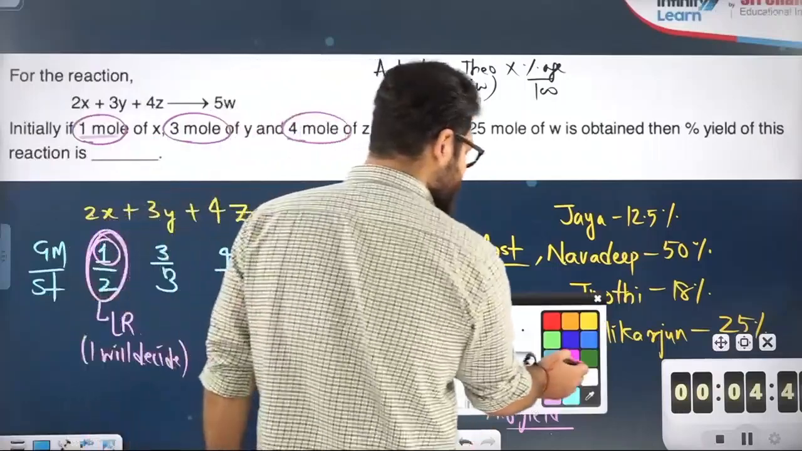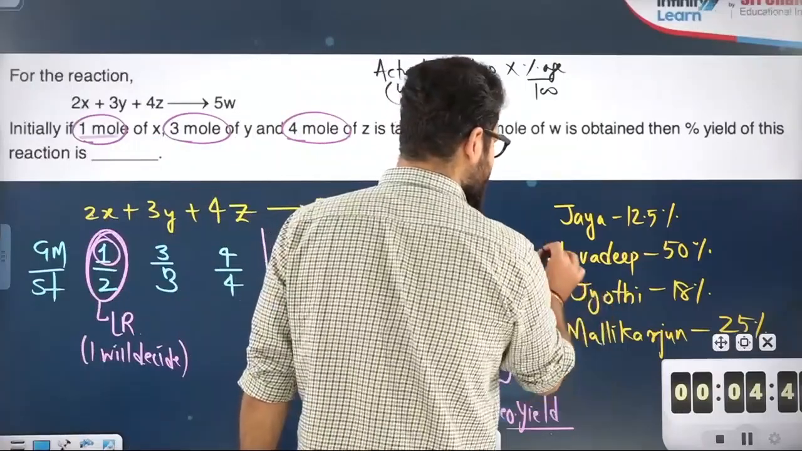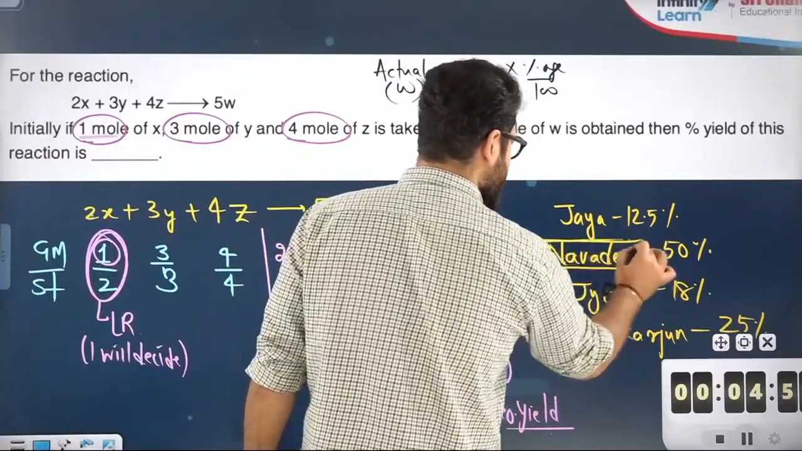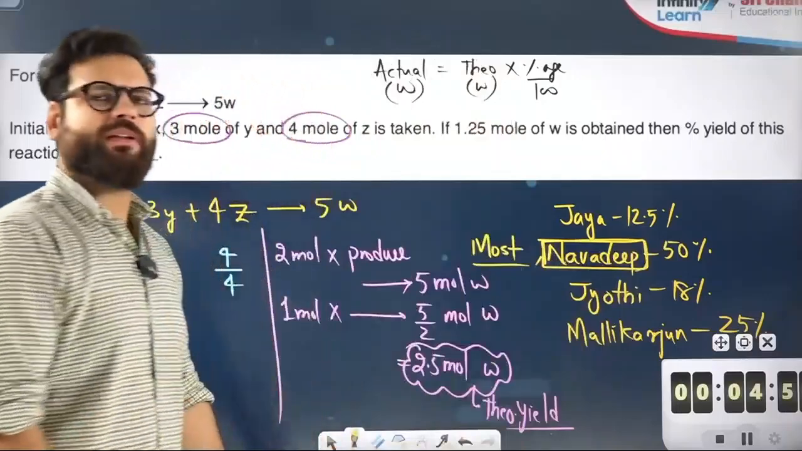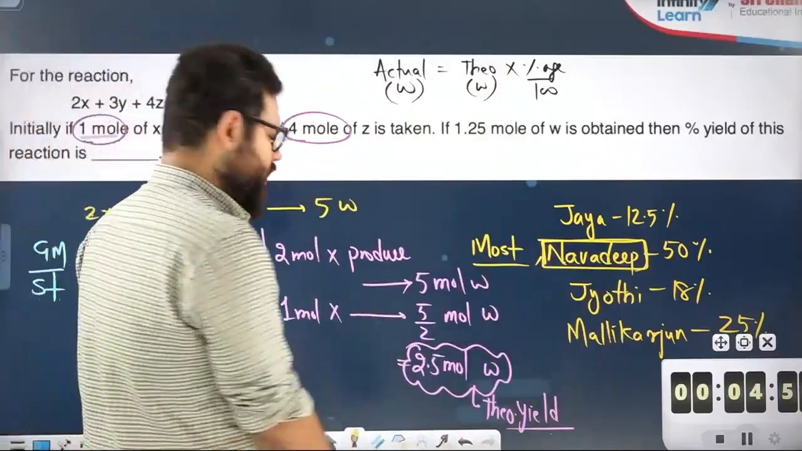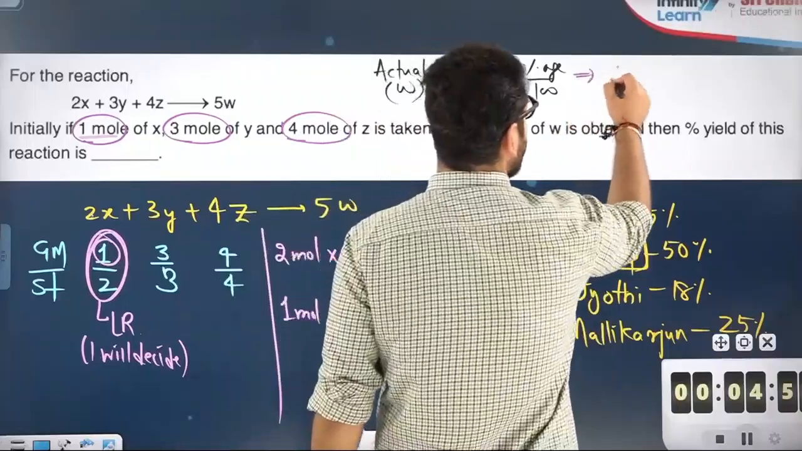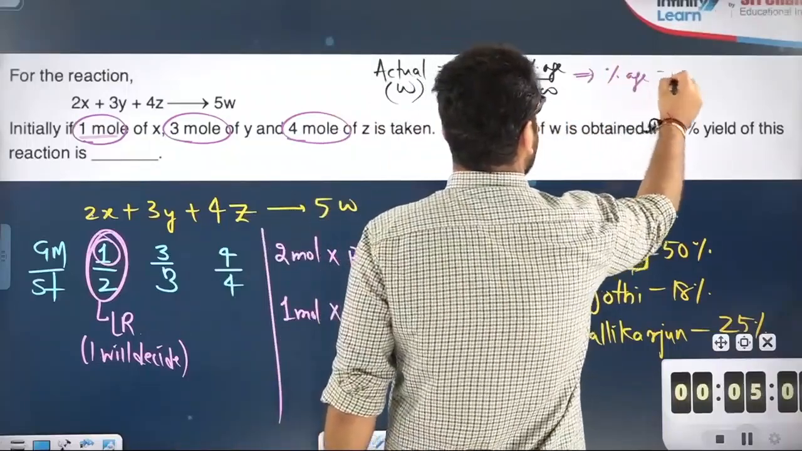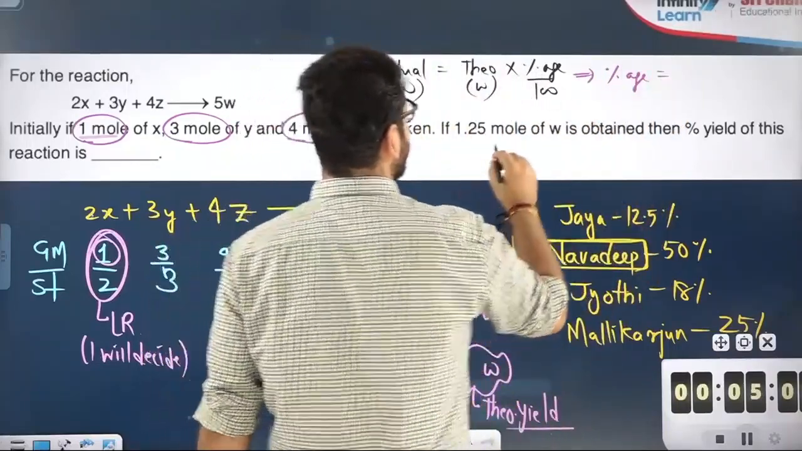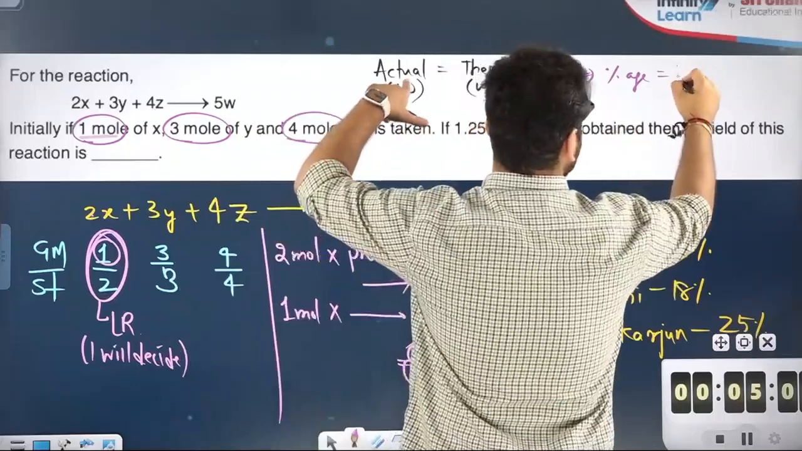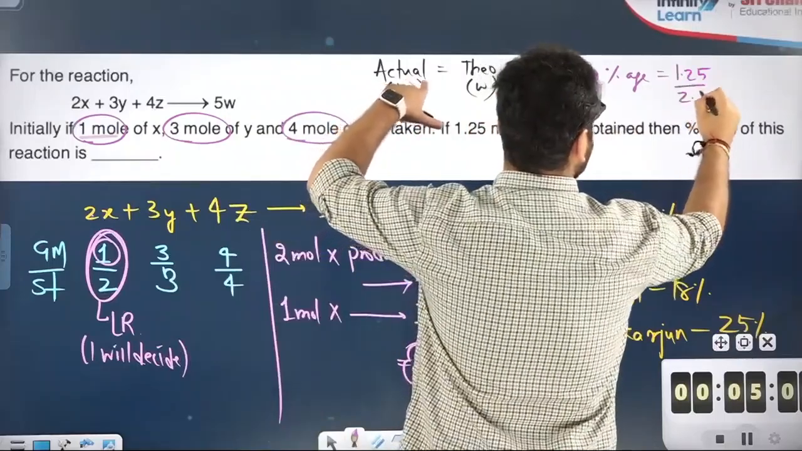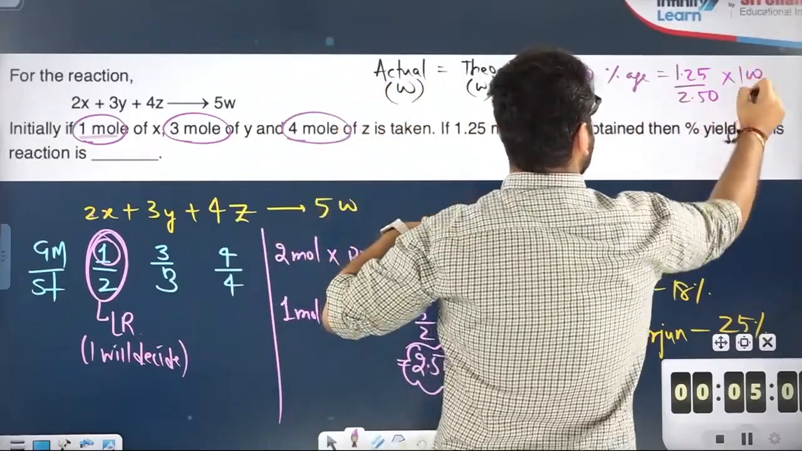Those who have given 50%, Navdeep was the first person to say. Navdeep, congrats. You got the answer first. 50% is correct. Is this clear to everybody? Should we move to the next one? Yes or no? 1.25 by 2.50 into 100. 50%.